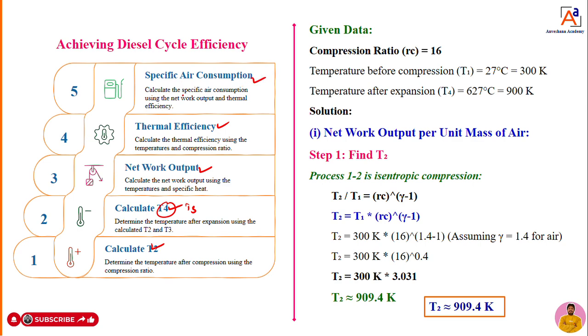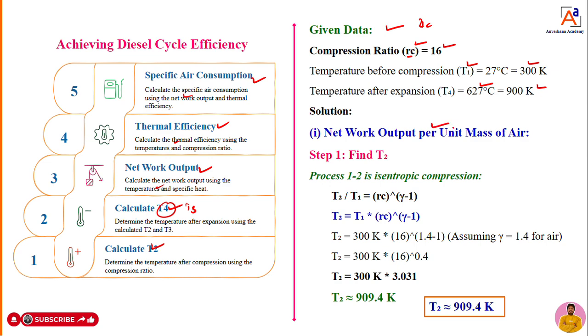What is the definition? The definition I have given here, just have a look, dear students. Now the first step is what? I have to list out the given data. He has given the compression ratio, which you can mark as small rc or capital RC, it's up to you, that is equal to 16. Temperature before compression, T1, is 27 degrees Celsius. T4 he has given 627, which we can convert into Kelvin, so T1 becomes 300 and T4 becomes 900 Kelvin.